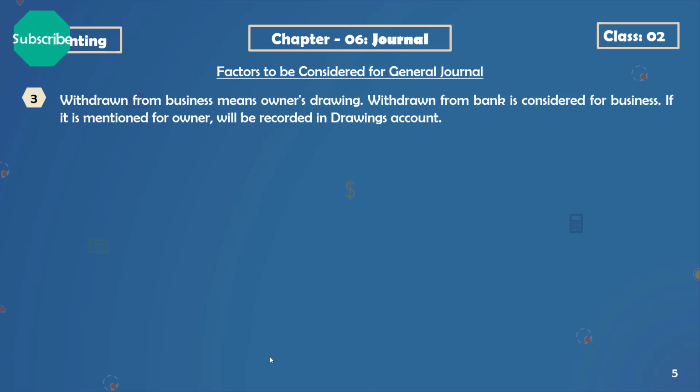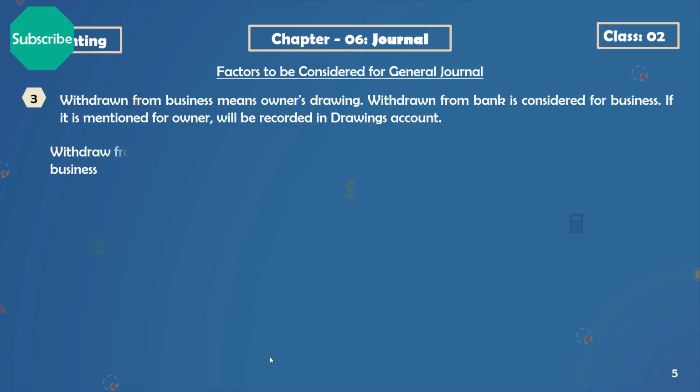But if it is mentioned that withdrawn from bank, there may be 2 cases, either for business or for the owner. So you have to confirm first for whom the cash was withdrawn from the bank. If it is for the owner, it must be drawings account, and if it is for business, then we have to record the transaction accordingly.